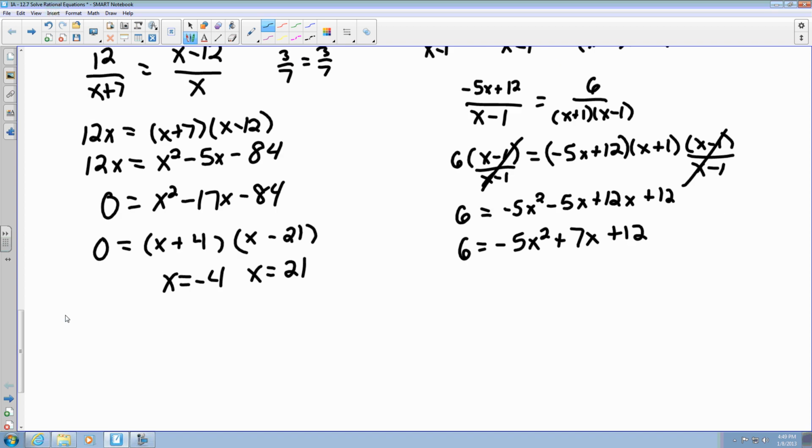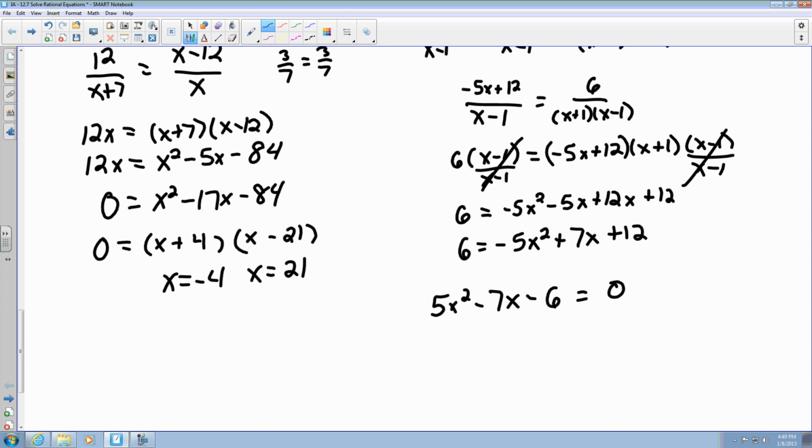And what I'm going to do now is shift, because I like to have my x squared to have a positive number to it. I'm going to move everything to the left hand side of my equal sign, which then leaves me with 5x squared minus 7x, and then it's going to be 6 minus 12, so that's minus 6 equals 0.